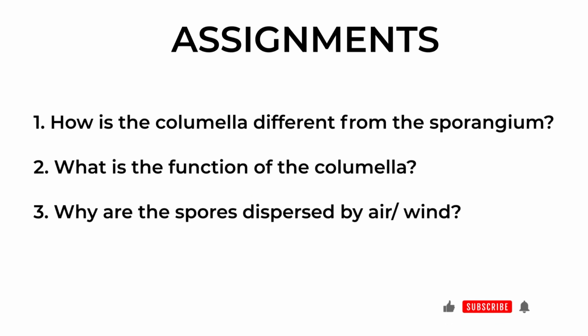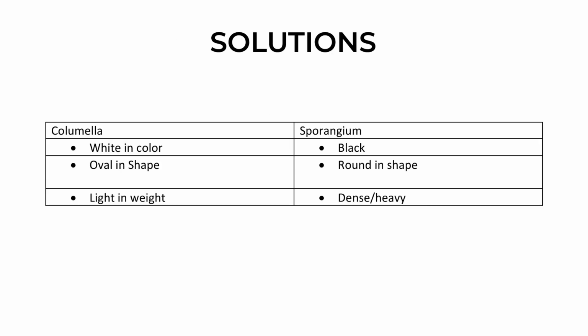You have a question on the asexual reproduction, okay? These are the questions. How is the columella different from the sporangium? That's one. Two, what is the function of the columella? Three, why are the spores dispersed by air or wind? Good. So the solution, how is the columella different from the sporangium?